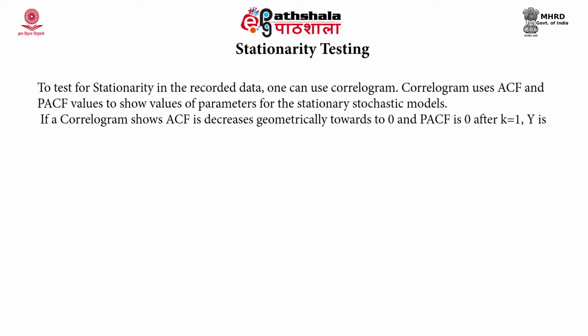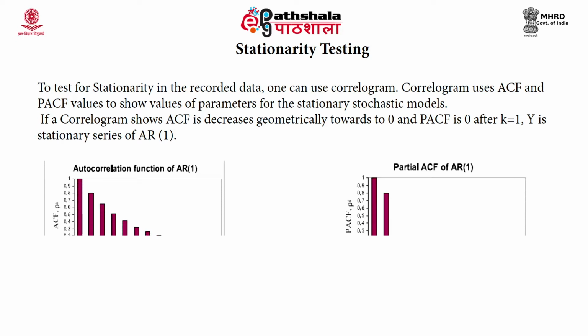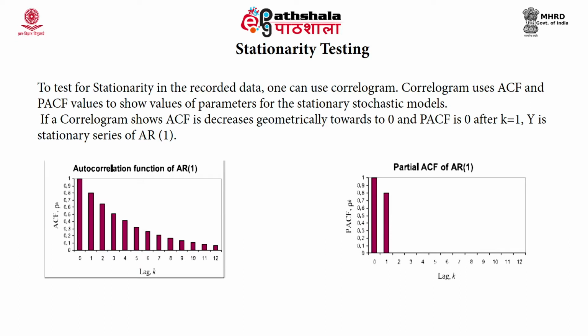Now to test the stationarity, we have two procedures. One is you can test the stationarity through ACF or PACF. So to test for stationarity in the recorded data, one can use a correlogram. A correlogram uses ACF and PACF values to show values of parameters for the stationary stochastic models. If a correlogram shows the autocorrelation function decreasing geometrically towards 0 and the partial autocorrelation function is 0 after k equal to 1, then y is a stationary series of autoregressive of order 1.